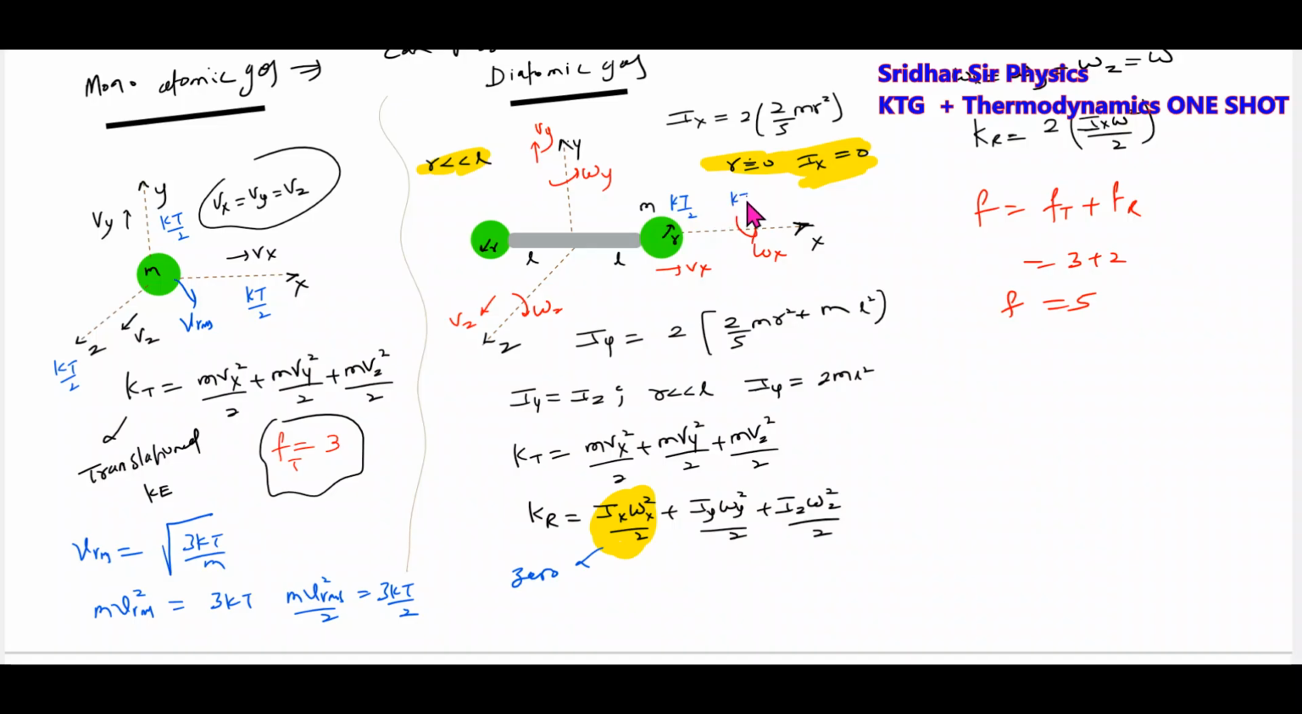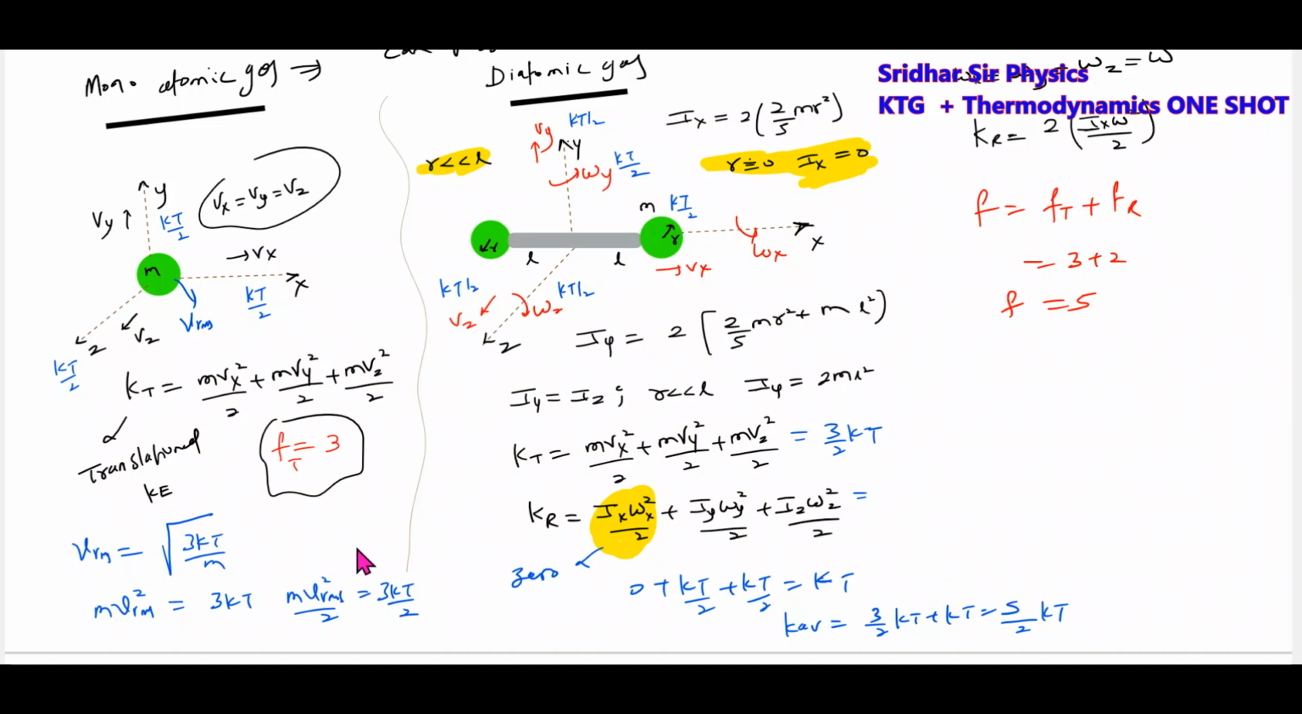Similarly here, kT by 2 due to translation, and kT by 2 due to rotation, kT by 2 due to rotation, kT by 2 due to translation. So the total energy: the translational part will become 3 by 2 kT, the rotational part will be kT, half kT plus half kT. So the average kinetic energy of the diatomic gas will be 3 by 2 kT plus kT, which is 5 by 2 kT.